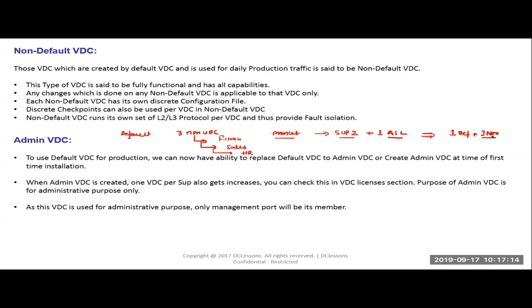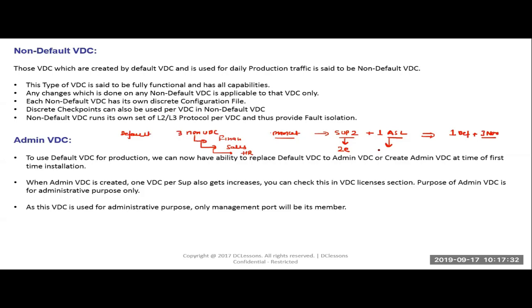How will you do that? In this scenario, either you have to upgrade your supervisor from Sup 2E to Sup 2 to Sup 2E, and then you have to upgrade your license also. That requires a cost. So how can we do that?